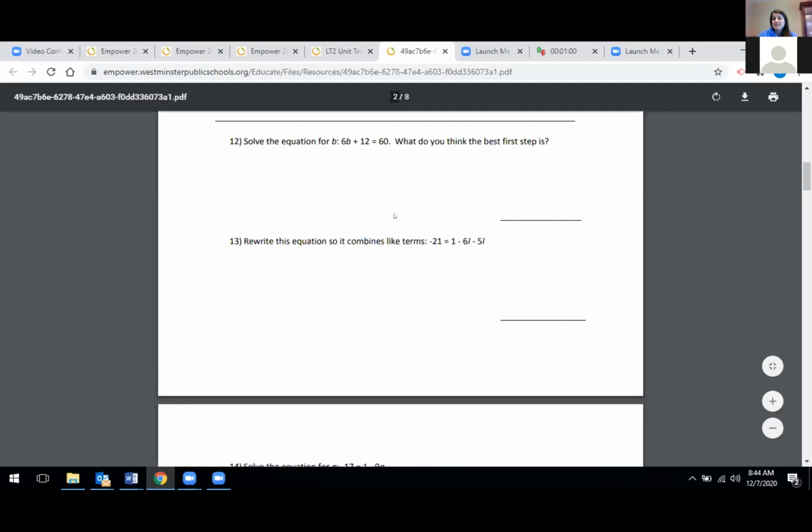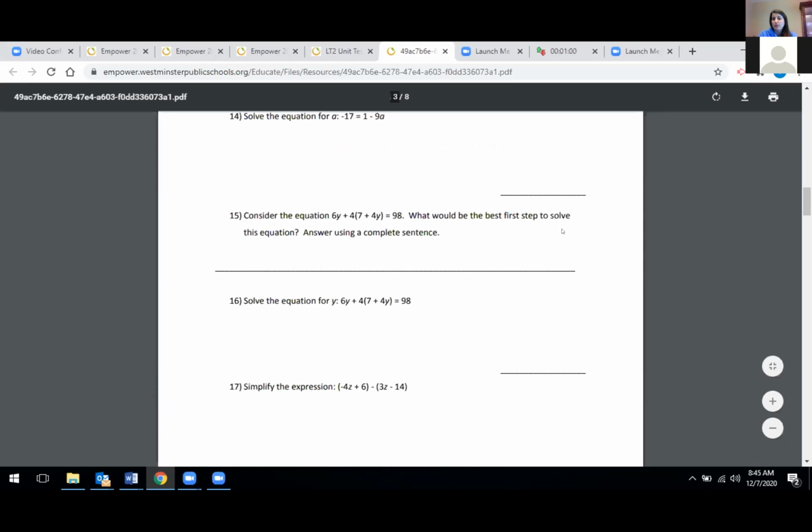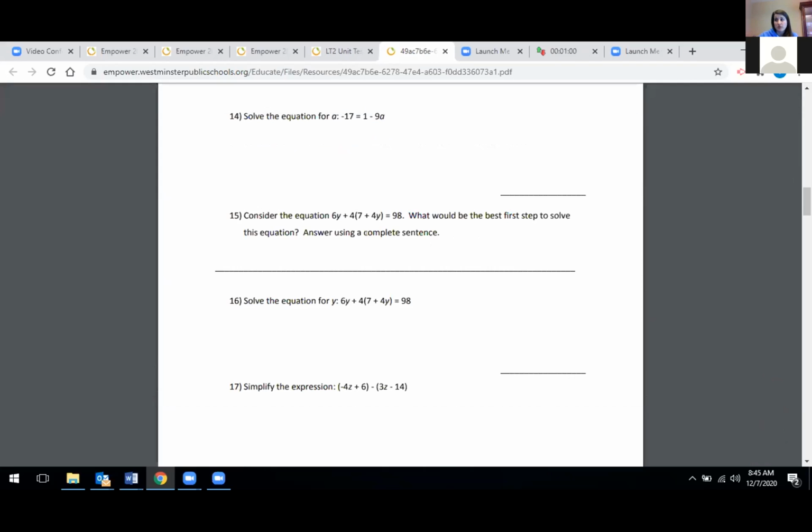It may ask you to explain. So, what would be the first best step, and explain that, not just solving it. That is part of what the test is about. Can you pick out the explanation that goes with that problem?